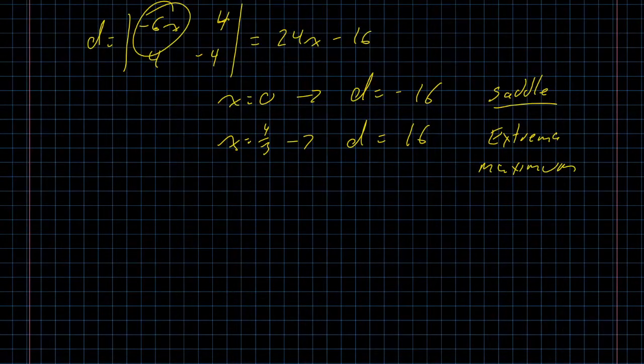If it turns out that d is equal to 0, then we get nothing. So negative, saddle point; positive, we get extrema. And so we have one maximum at the point 4/3, 4/3. We have a saddle at the origin. There are no local minimums.